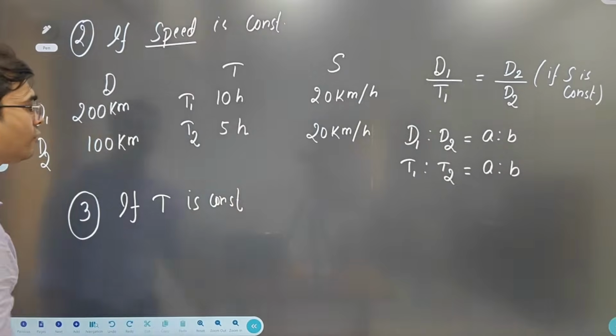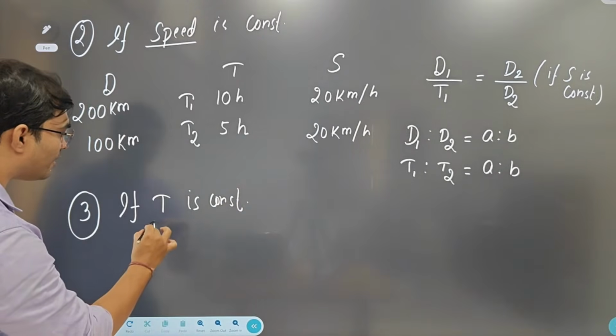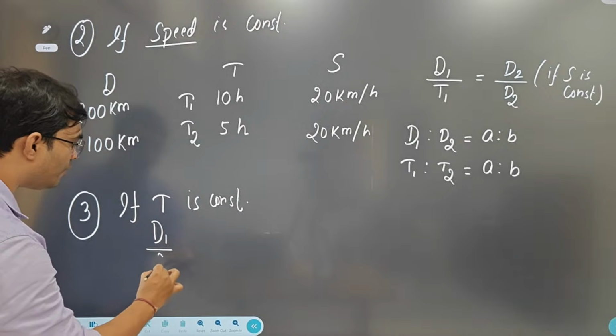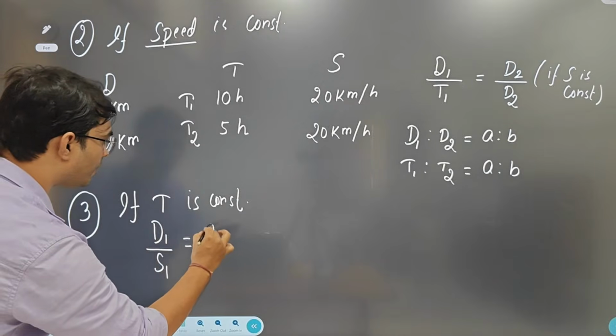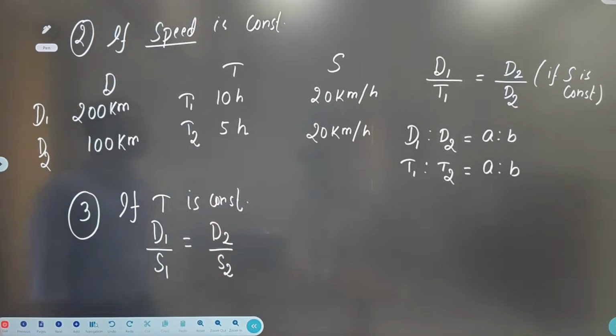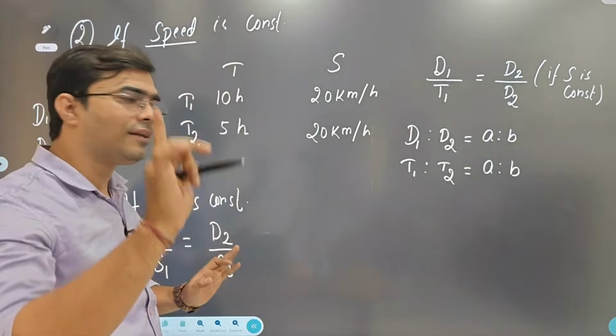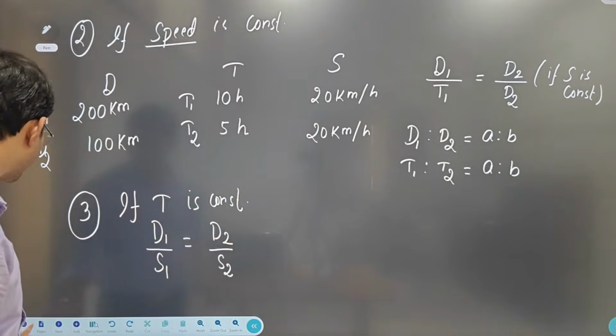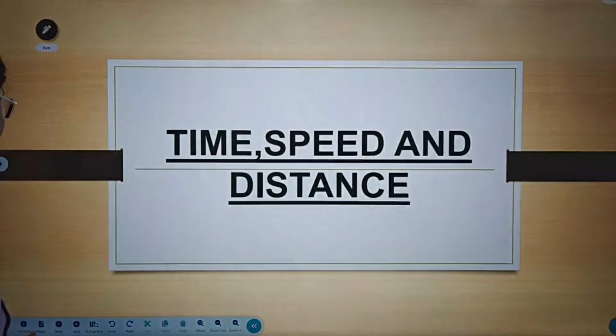Similarly, when T is constant, distance and speed are in direct proportion. So D1 by S1 must be equal to D2 by S2. Clear? All these three things we can again see from the triangular approach. What was my triangular approach? Look here.